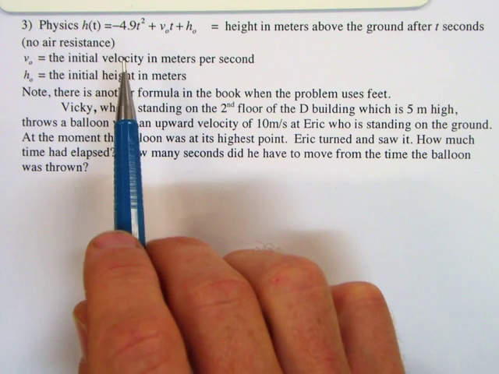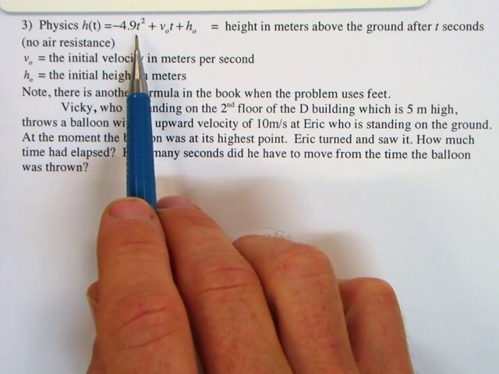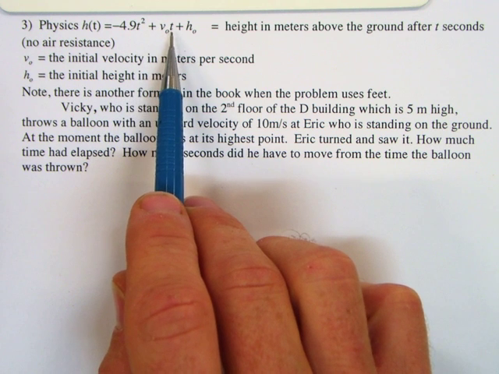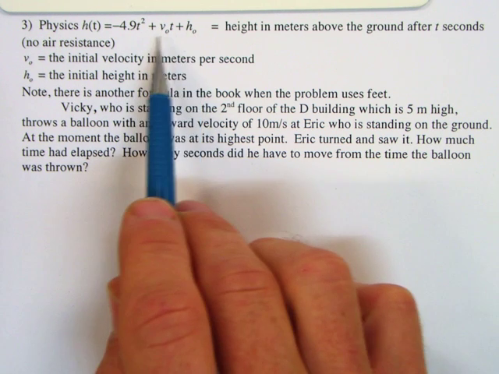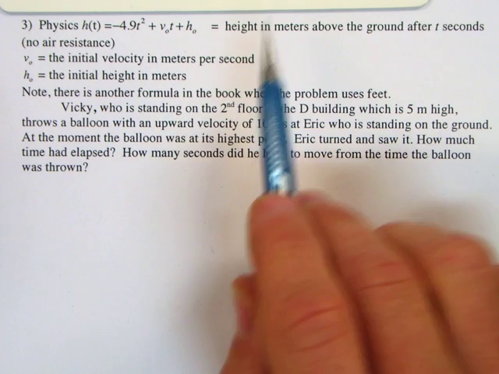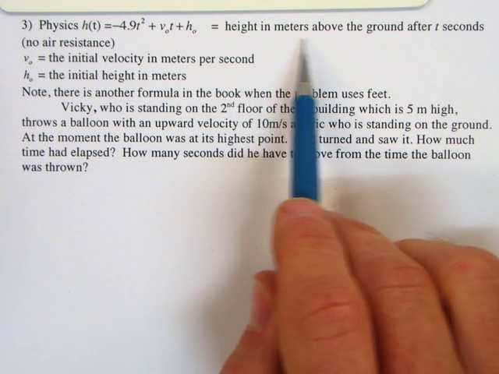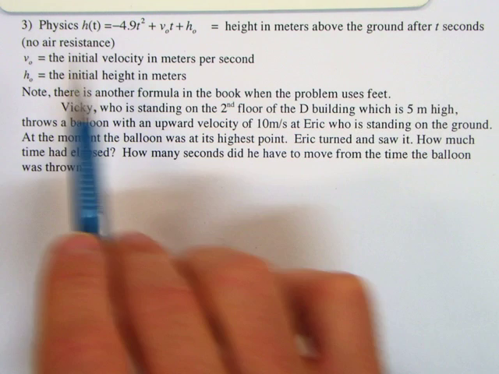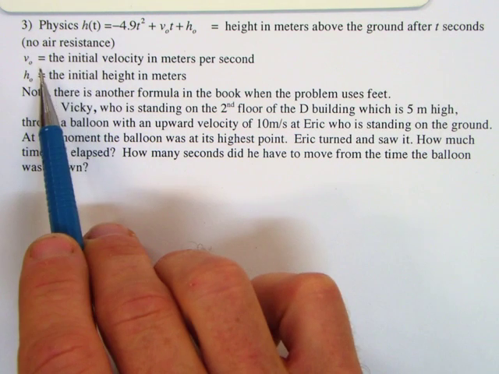Here's a physics example. h of t equals negative 4.9 t squared plus v sub 0 t plus h sub 0. You'll also hear someone say v naught plus h naught. h here represents the height in meters above the ground after t seconds. We're assuming no air resistance.